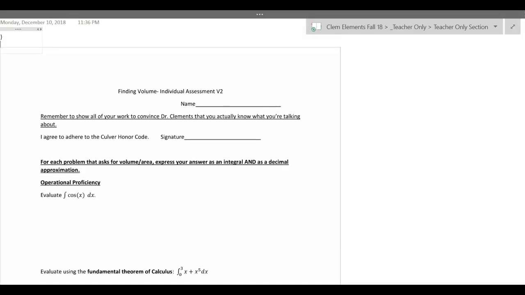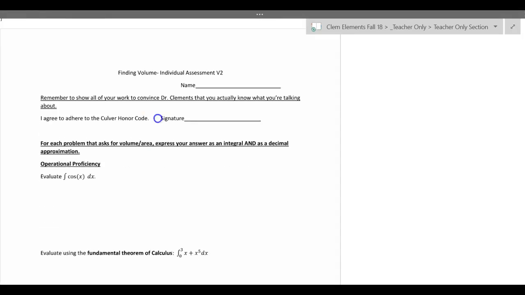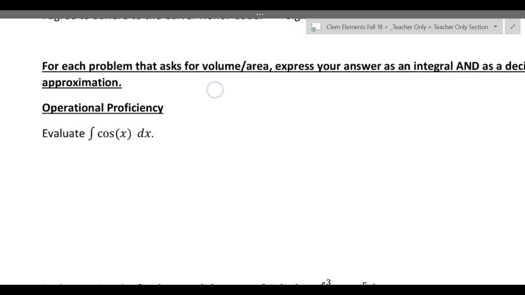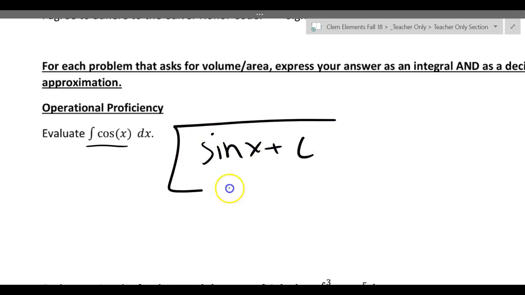Okay, these problems here. Let's see. So this is just a simple indefinite integral. So let's see. The antiderivative of cosine is sine of x plus c. Okay. Fundamental theorem of calculus.